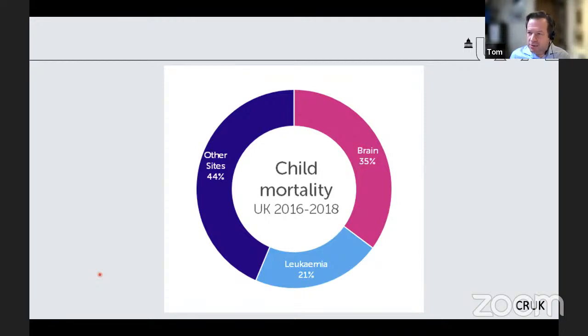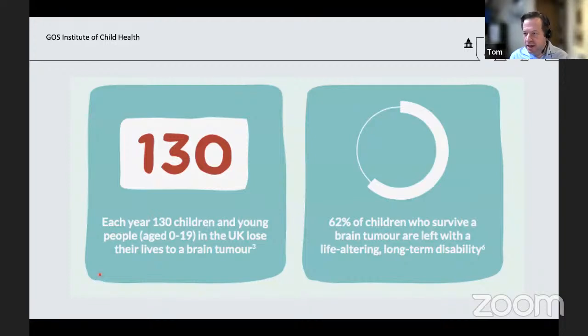But that only captures half of the problem. This is a slide that I borrowed from one of the funding bodies, but I like it because it makes this dichotomy very clear. On the left-hand side, you've got the appalling prognosis for a proportion of the children with brain tumours and an unacceptably high rate of mortality associated with that. On the right, you've got an illustration of what happens to the survivors. Two-thirds of those children will have lifelong, life-altering disability. And bear in mind, all these children are being diagnosed under 10. So lifelong is a lot of decades of potential disability.